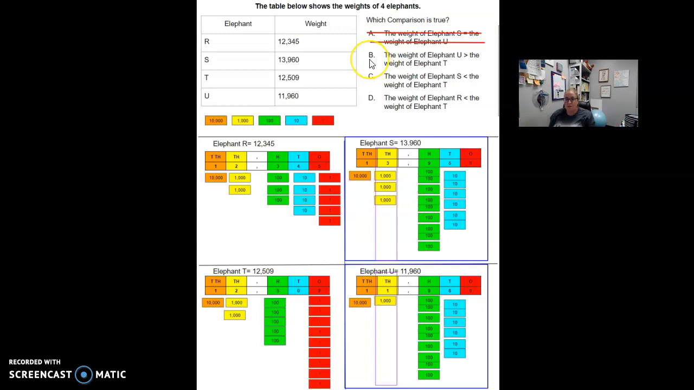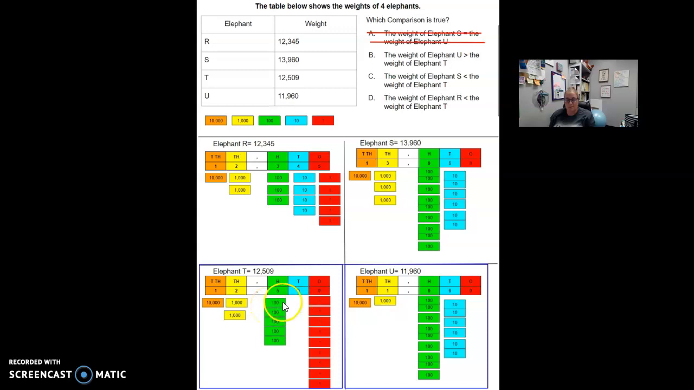Now I'm going to go to answer choice B. Answer choice B is comparing elephant U and elephant T. So I'm looking at elephant U, and I'm looking at elephant T. So I'm looking at these two right here. I am trying to see if elephant U is, what does this sign mean? That's right, greater. I'm trying to see if elephant U is greater than elephant T.